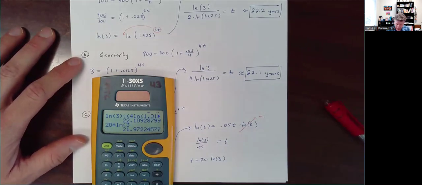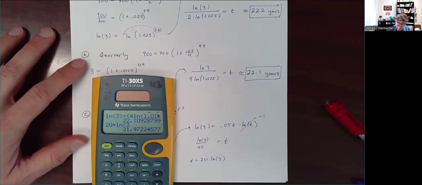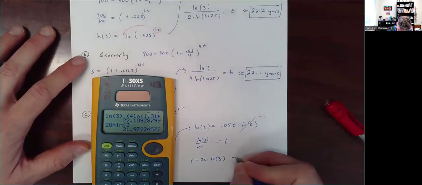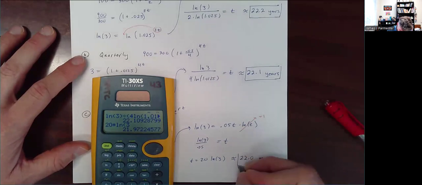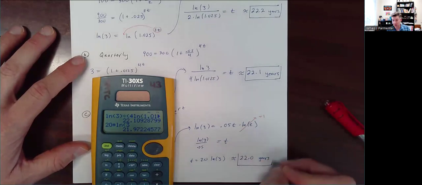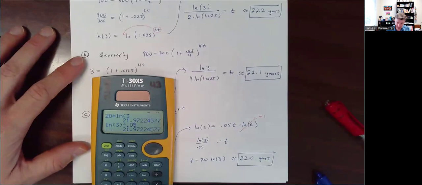And this would be, yep, rounding up to the nearest year, it would be 22.0. So it's approximately 22.0 years. You don't really need the 0.0 there, but I kind of like it. I'll point out that this would have been the same as doing the natural log of 3 divided by 0.05. Same exact answer. Great. All right, let's continue on.